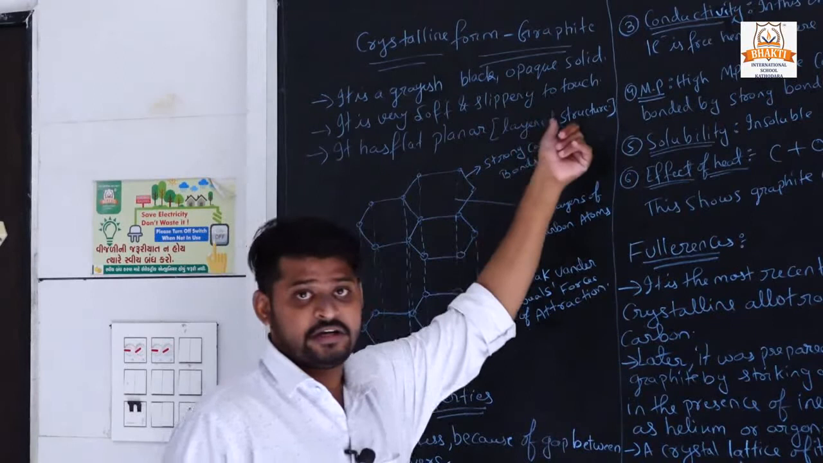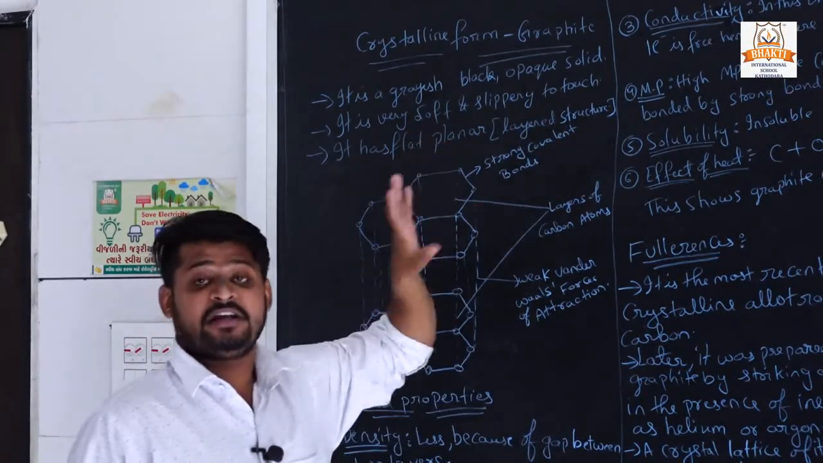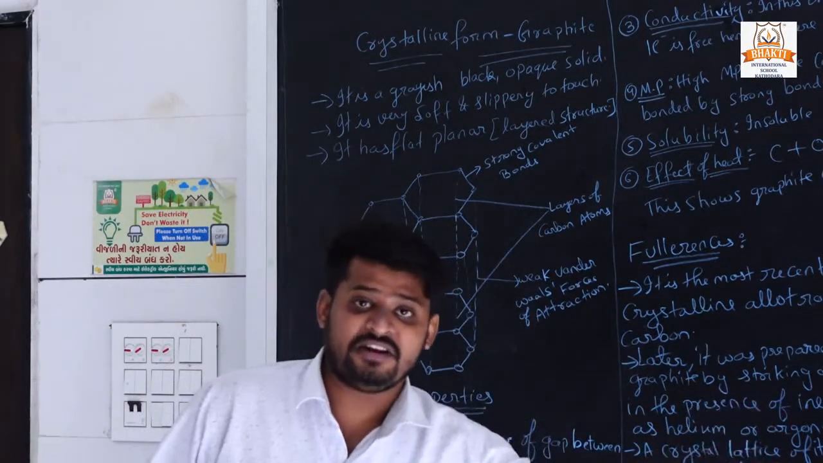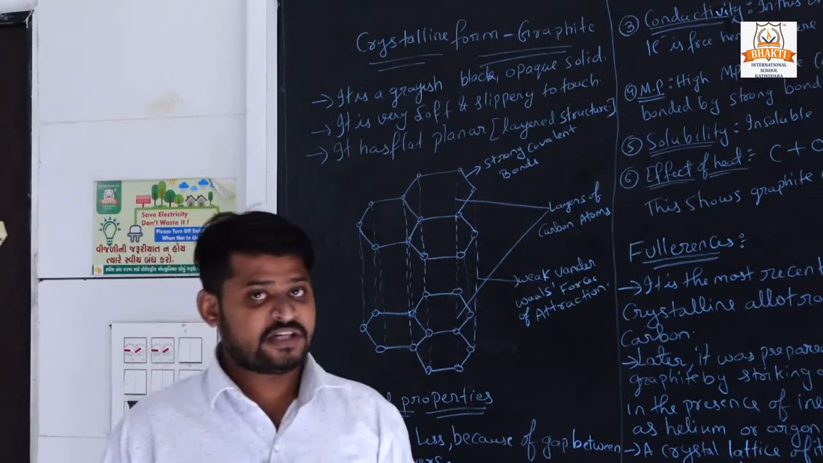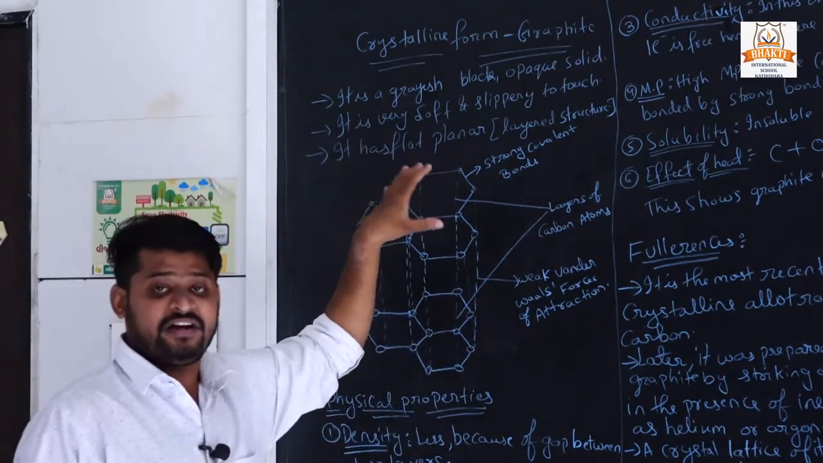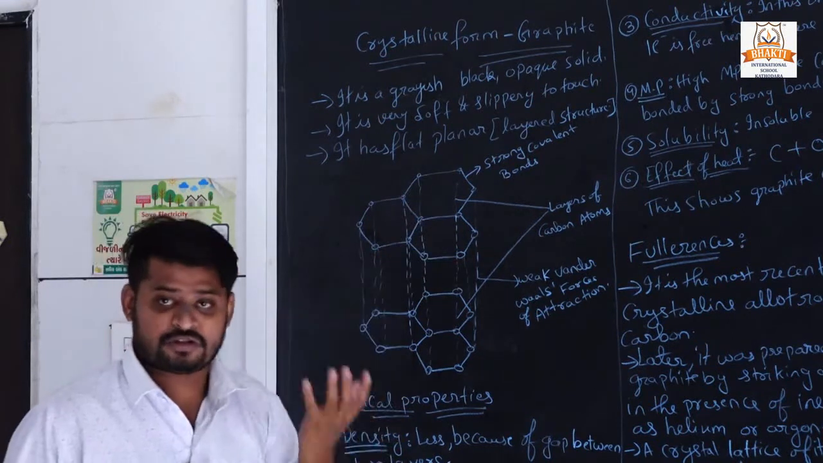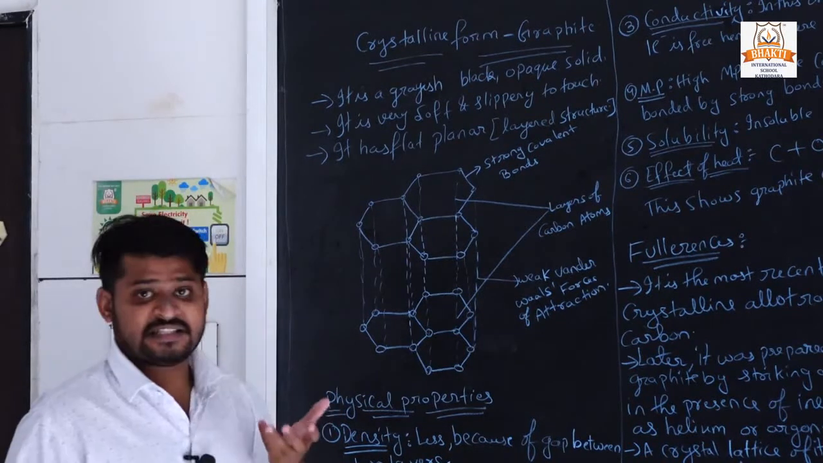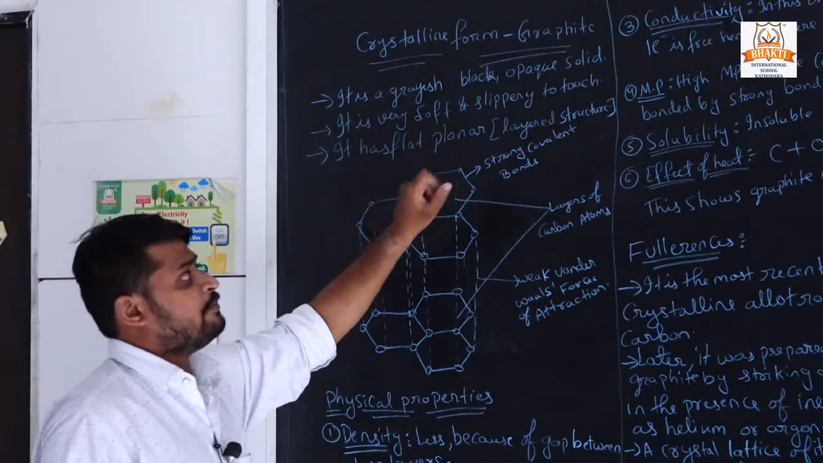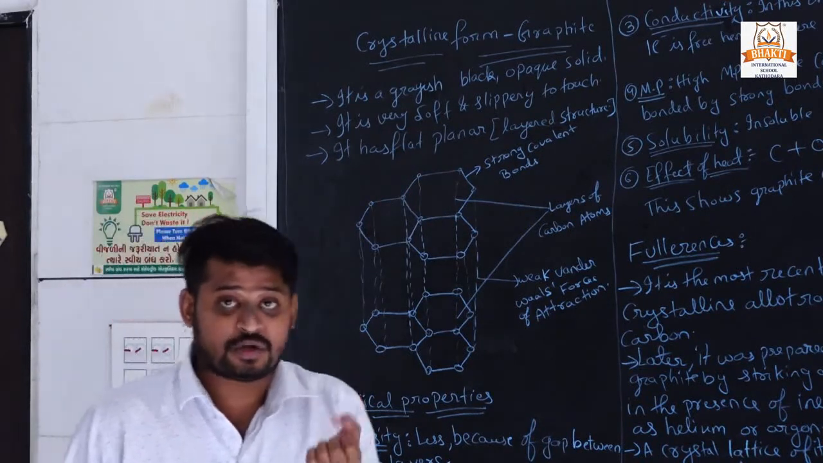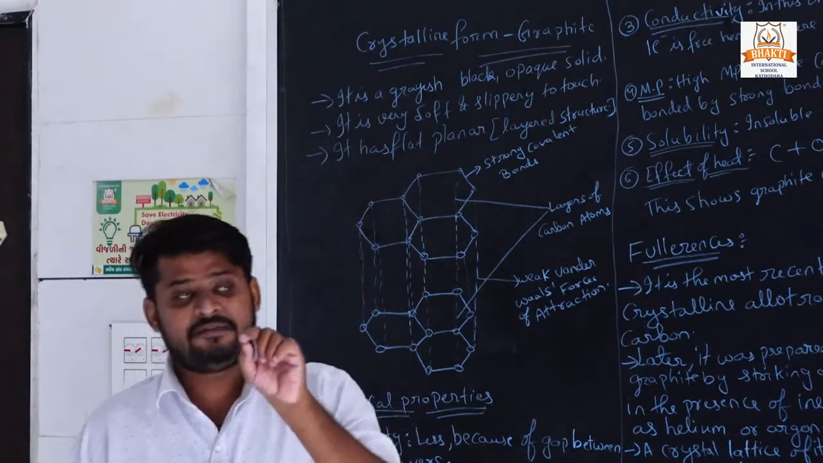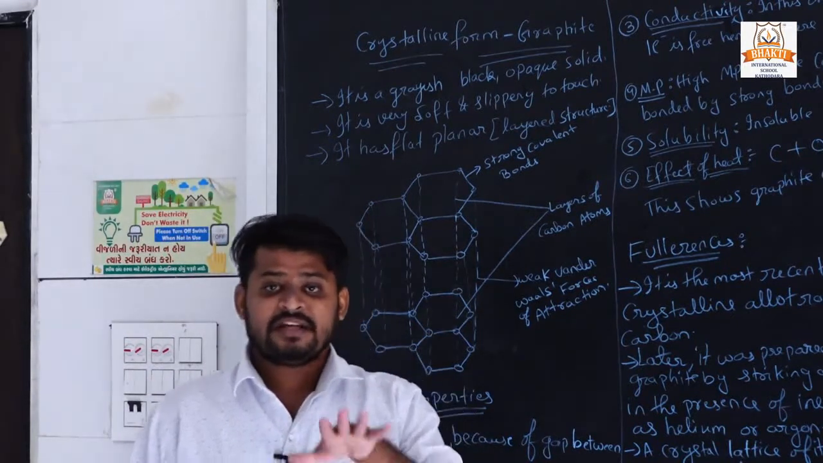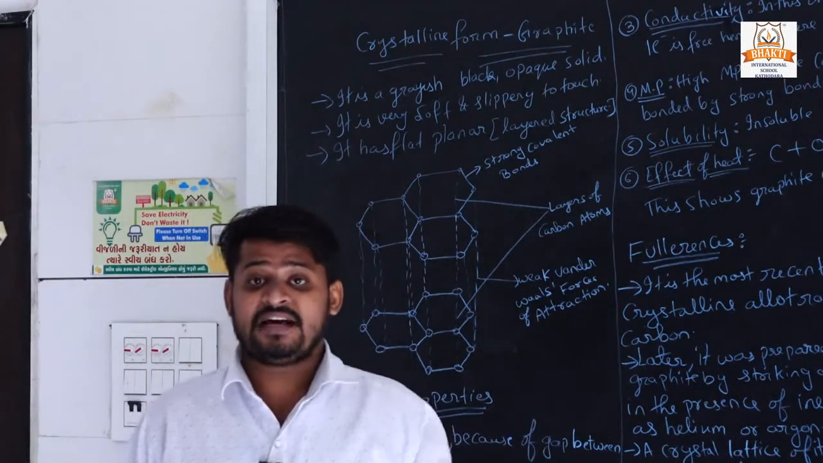An opaque solid is a solid through which light doesn't pass. Light strikes the object and is reflected, and that is called an opaque object. So graphite is an opaque solid, meaning it doesn't allow light to pass through it, and its color is grayish black. It is very soft and slippery to touch, meaning when we touch graphite it slips on our hand. That's why we use graphite in machines as a lubricant.